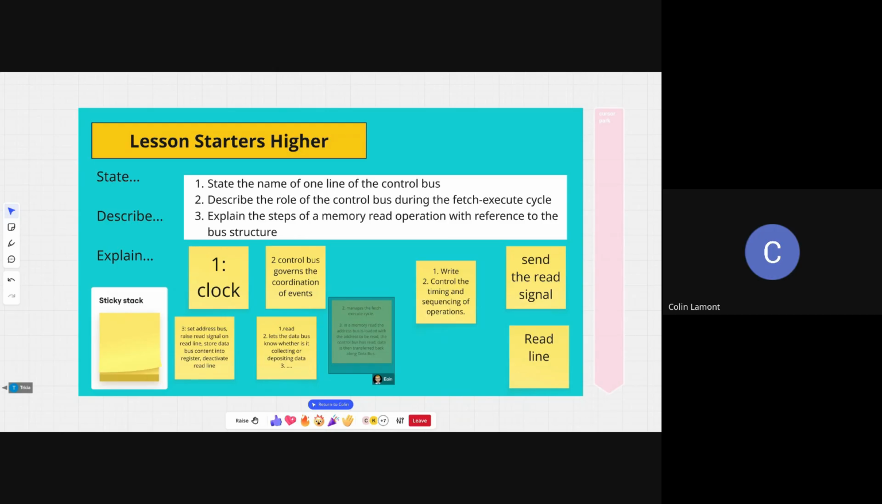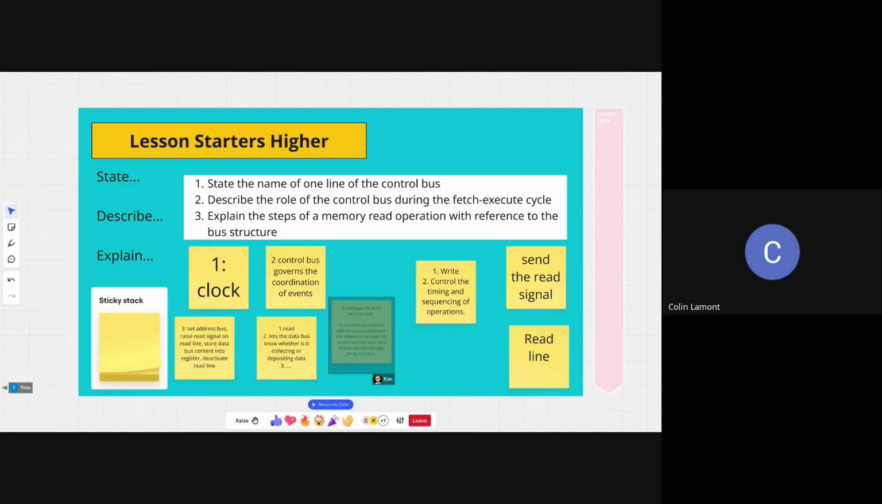And again, this might just be a quick starter at the start of your lesson while kids are coming in and logging on and taking off their jackets and stuff. But all 3 of these Higher questions could quite easily appear in a prelim or in an SQA exam. In fact, if you are marking the 2025 question paper as we speak, then the question this year was: state how the processor makes use of the control bus during the fetch-execute cycle.